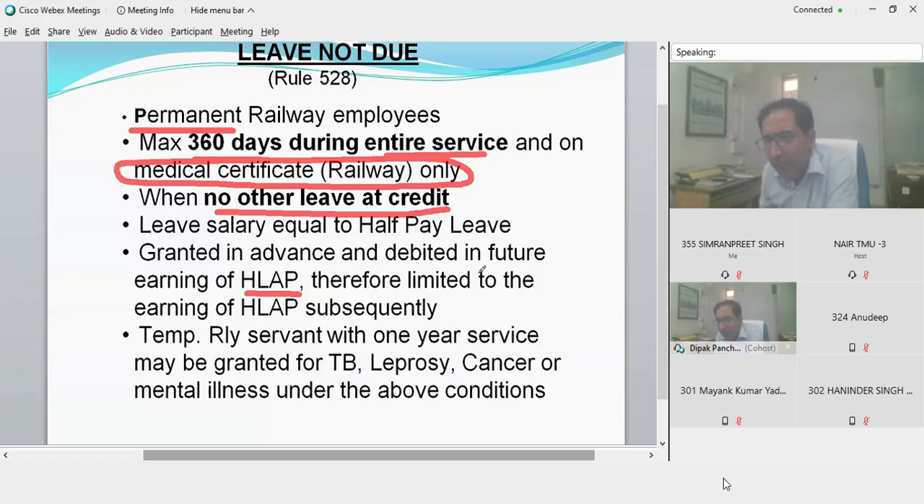Secondly, there should be a likelihood of the railway employee to come back on duty. There should be a clear certification from the medical authorities. Then only leave not due can be sanctioned. Temporary railway servant with 1 year service may be granted for undergoing treatment of tuberculosis, leprosy, cancer, etc.